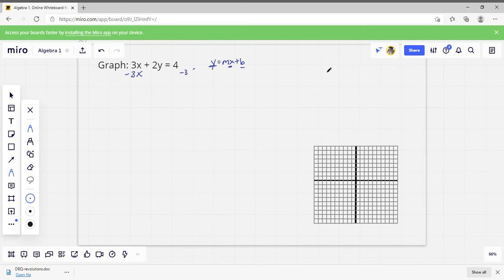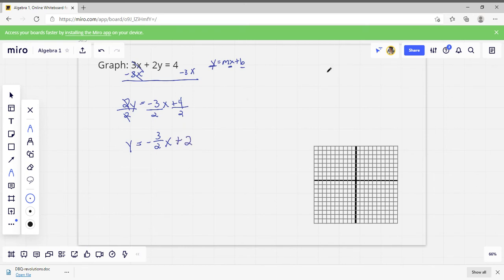and minus 3x over here. I can't add it to that 4 because they're not like terms. I'm just moving it to the other side of the equal sign. So now I have 2y equals negative 3x plus 4. So now I'm in the right form, but I have to have y by itself. So I'm going to divide by 2 on every term. Those cancel, and I get y equals negative 3 over 2 x plus 4 divided by 2 would be 2.